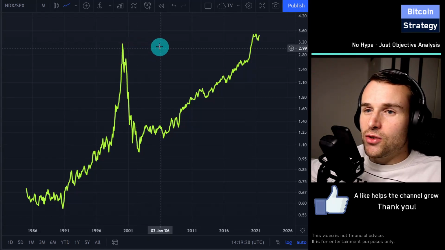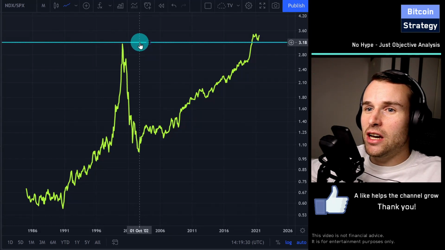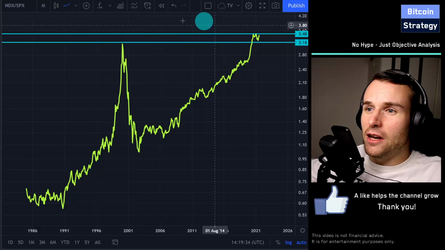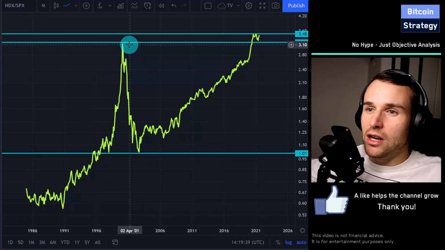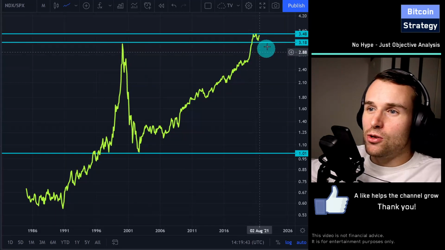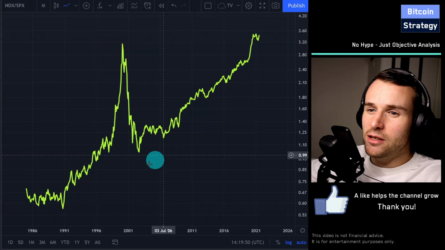Now, you could have two opinions on this, right? You could say, okay, we are very highly valued right now. At some point, we might normalize again and just see another crash. Don't buy tech. But I see this a little bit differently.